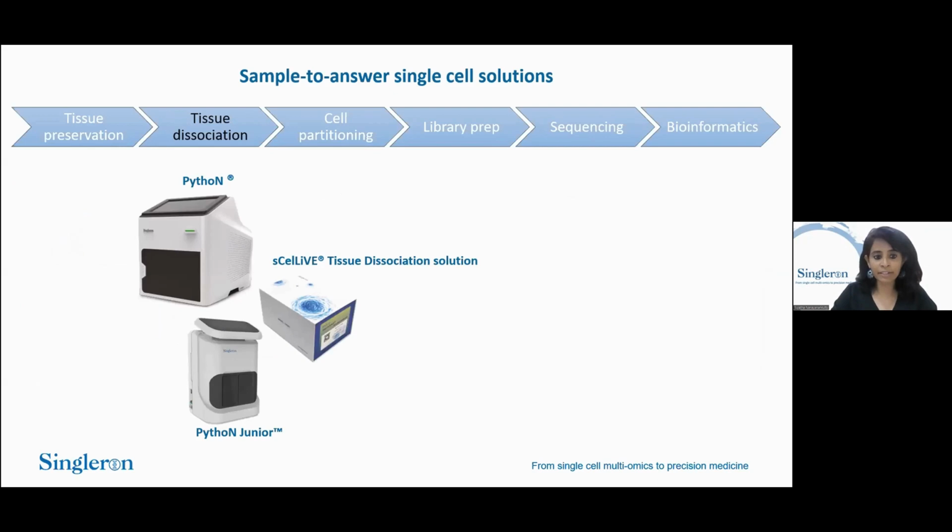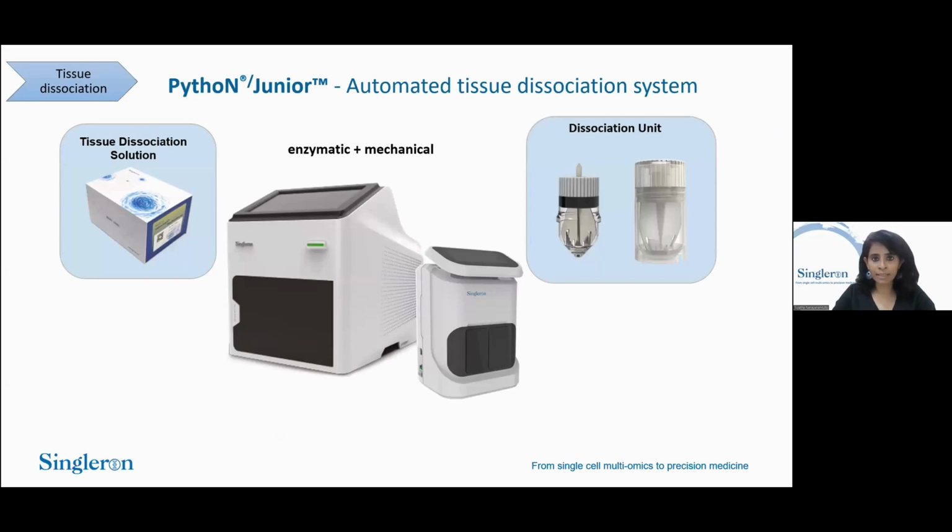Once you've preserved and are ready to process your sample, the first step will be tissue dissociation. For any single cell workflow, you need to get your tissue dissociated into a single cell suspension with good viability and good cell numbers. That's where our solutions come in. Ours is an enzymatic plus mechanical dissociation setup. For the mechanical part, we have our instruments and our unit. As it sounds, it's a mechanical breakdown of your sample using this unit and the little blade structure in here, together with a dissociation solution, which is the enzymatic part of our dissociation setup.